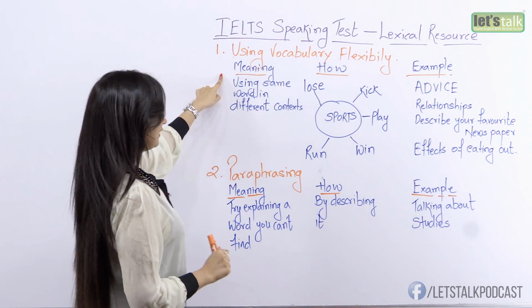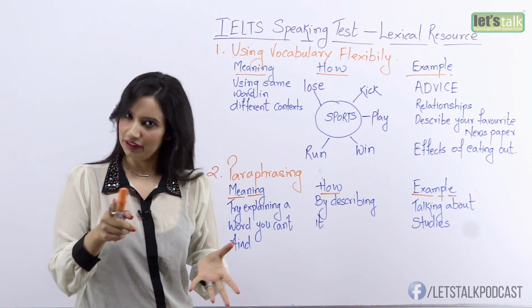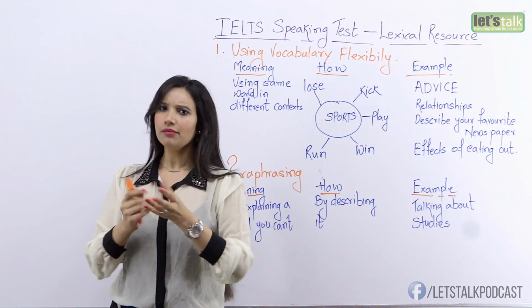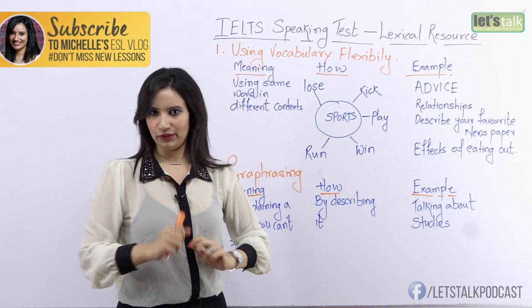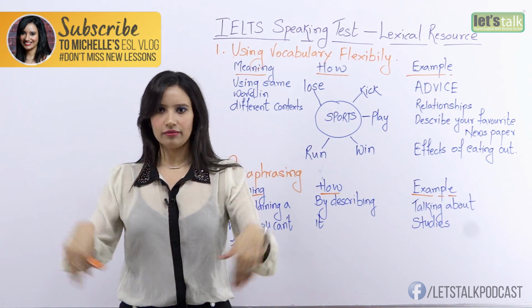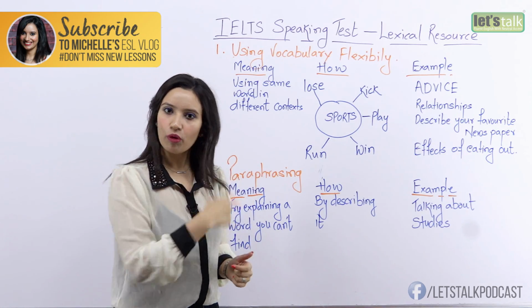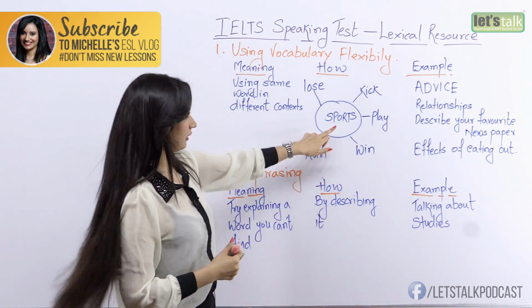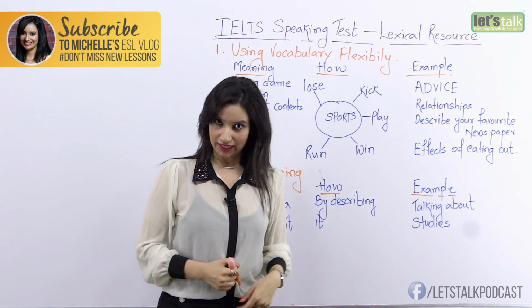Let's see. It means to use the same word in different contexts, means in different situations. But how? You can create a mind map. I suggest that you categorize words. So for example, you're reading a newspaper and you come across certain words about sports in an article. So you can categorize them in the form of a mind map like sports: kick, lose, run, win, and play.